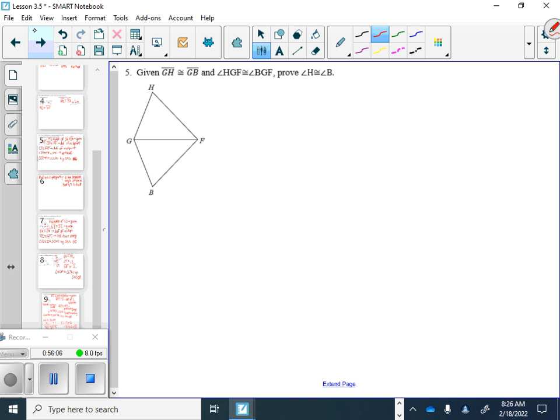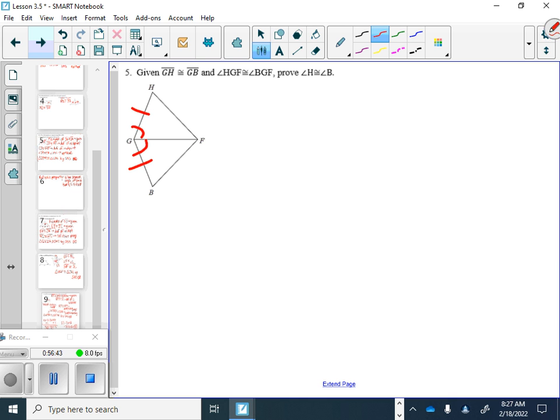All right, for this last problem, I am given that GH and GB are congruent to each other. And I'm also given that angle HGF, which is right here, and angle BGF, which is right here, are congruent to each other. And I'm asked to prove that angle H and angle B are congruent.